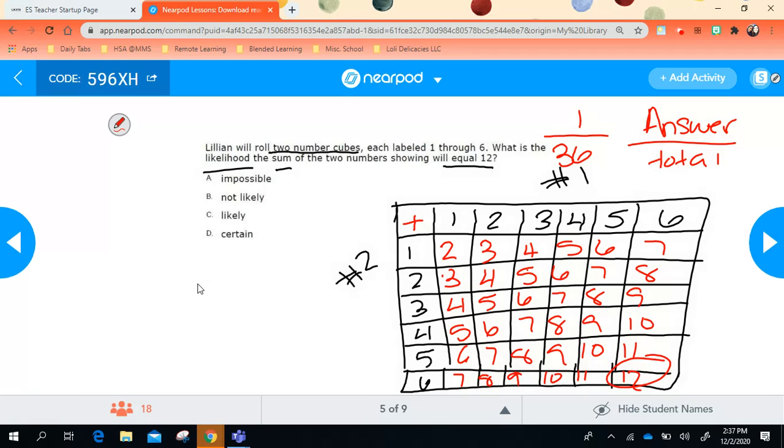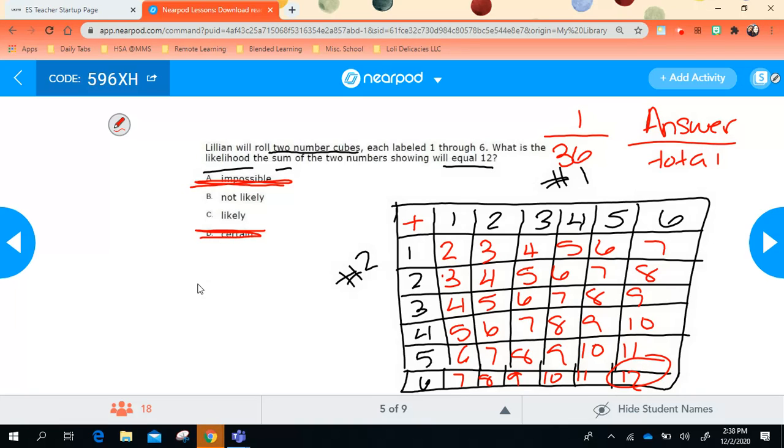So if it's 1 out of 36, would it be impossible for us to land on 12? No, it's not impossible. It would only be impossible if this was 0. We still have a chance, so it can't be impossible. Could it be certain that I land on 12? No, because in order for it to be certain, this would have to be 36 over 36. All of them would have to be 12. So it's either not likely or likely. Which one am I thinking?